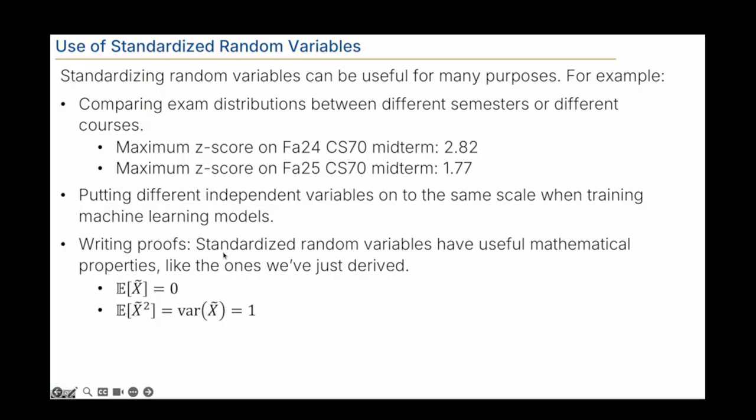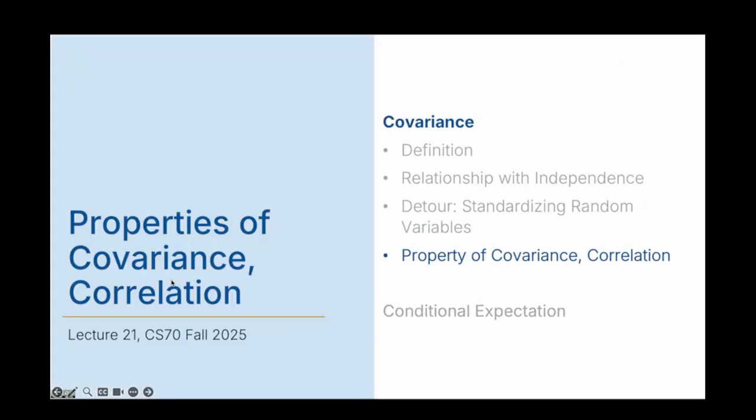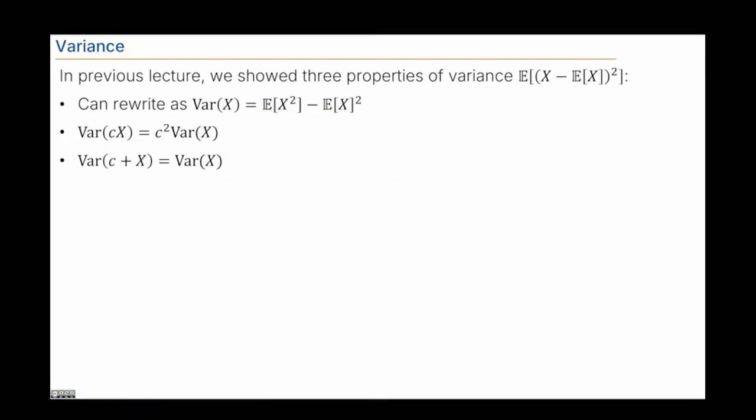And then lastly, sometimes it's nice to write proofs involving standardized random variables. So for example, these nice properties will make it easier for us to use something called correlation in a moment. Okay, so let's talk about some properties of covariance, and we'll talk about correlation, which is a nice notion.